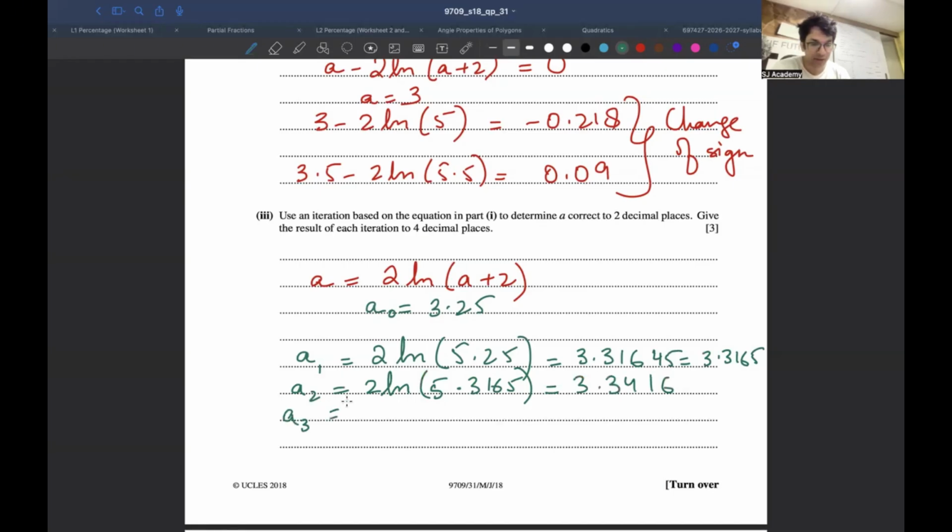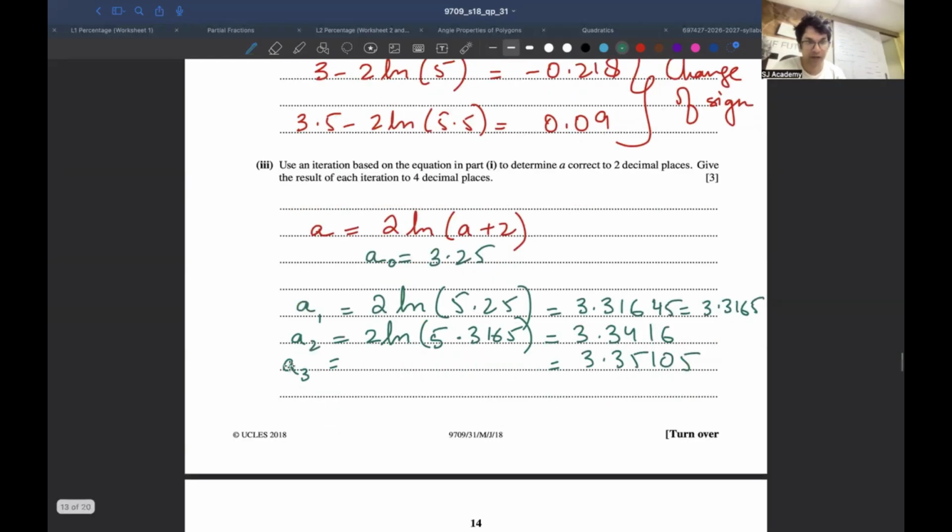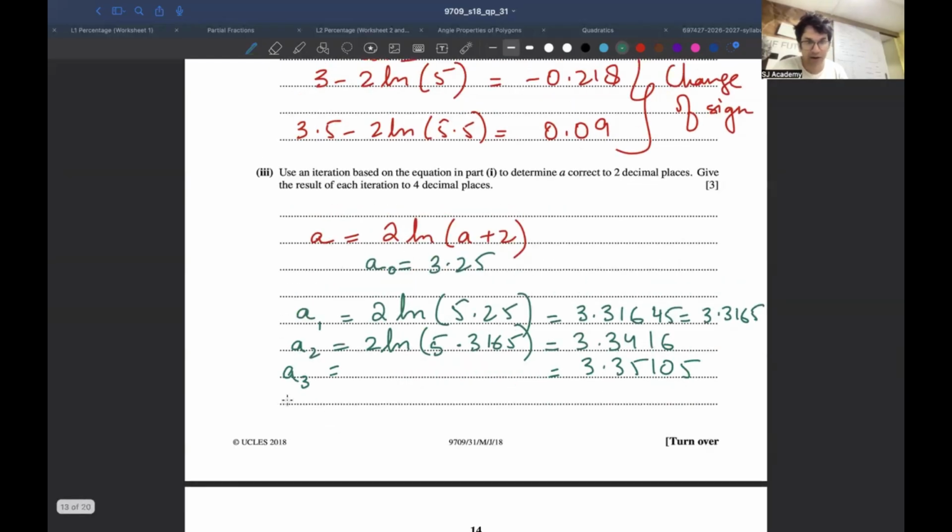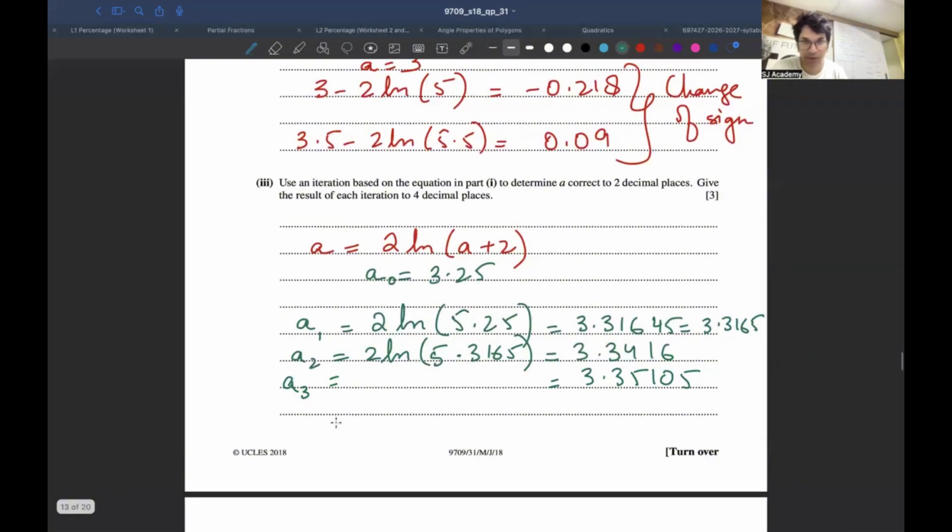Now I'll substitute this again. So that will be 2 ln of 2 plus 3.3416. We'll get 3.351, so this will become 3.35105. And we just have to show one of the iterations with complete working, and then we can simply substitute this in the calculator to get the remaining values. So this was the third value, and we have to make sure it comes up constant up to 2 decimal places. So the fourth value will be 2 ln of 2 plus 3.35105.